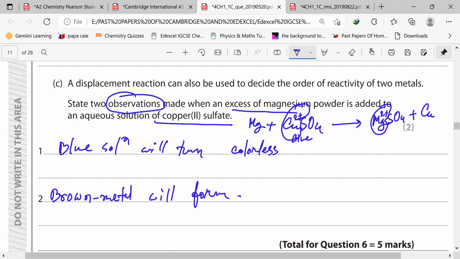Why is magnesium 2+ colorless? Because all group 2 ions are colorless. Only transition metal ions are colorful. So copper 2+ ion is colorful because copper is a transition metal.